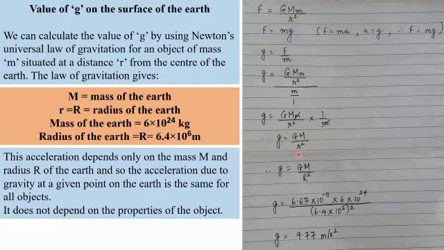And hence we will find that the value of g for any object on the surface of the Earth will be the same. This experiment was performed by Galileo, and he released two objects from the Leaning Tower of Pisa, and he found that both the objects reached the ground at the same time. So this indicates that whatever may be the mass of the objects, they will reach the ground at the same time because the acceleration due to gravity acting on them is the same.